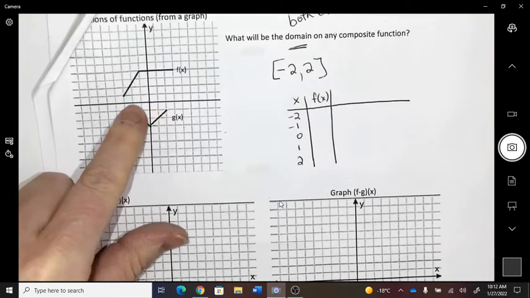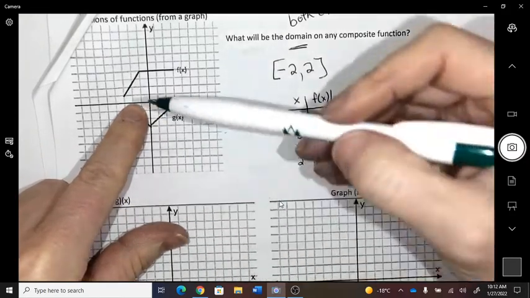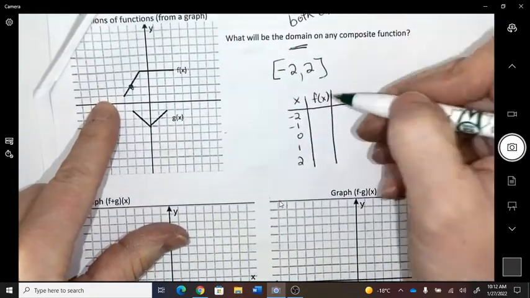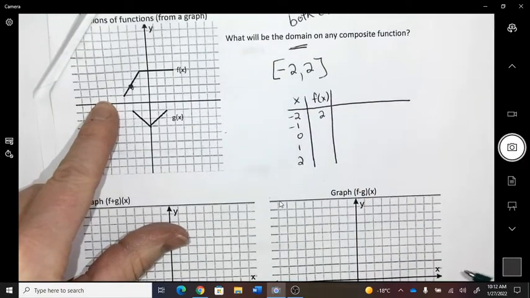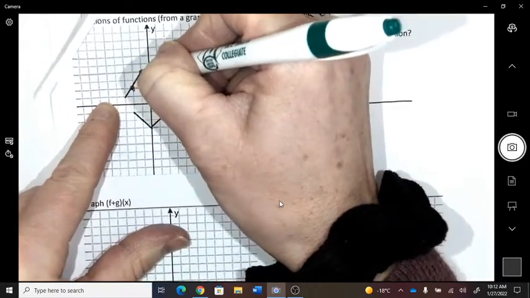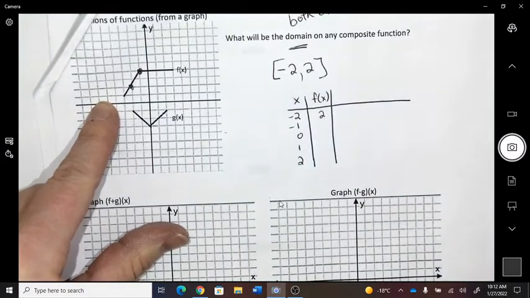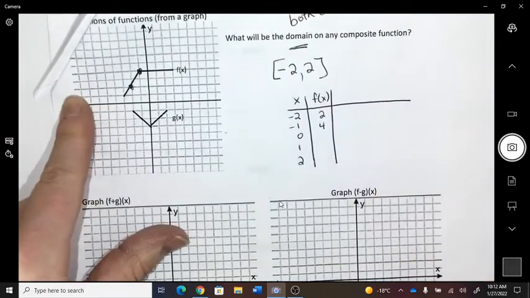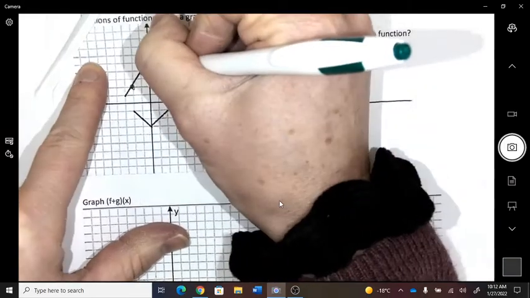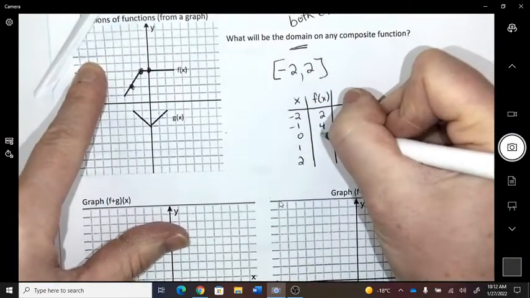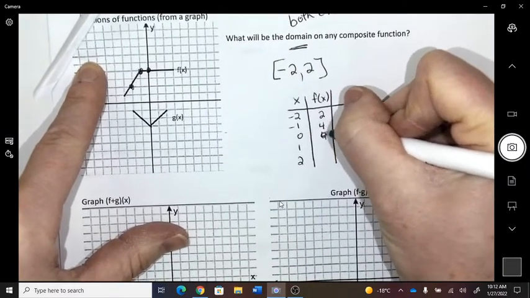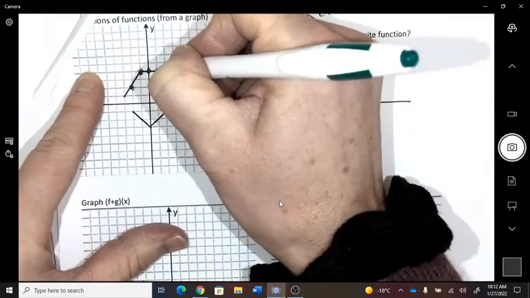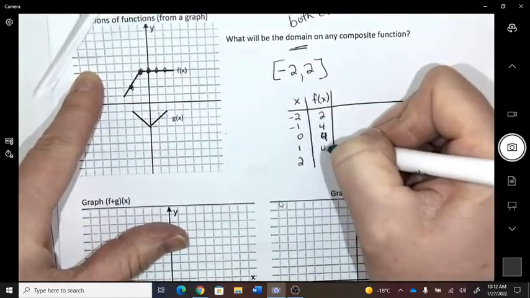When x is -2, f of x is 2. At -1, f of x is, what is that height? 1, 2, 3, 4. At 0, f of x is 4. At 1, f of x is 4. At 2, f of x is 4.